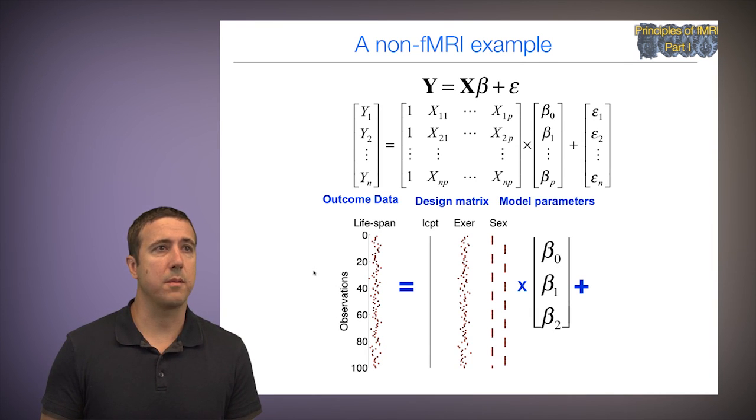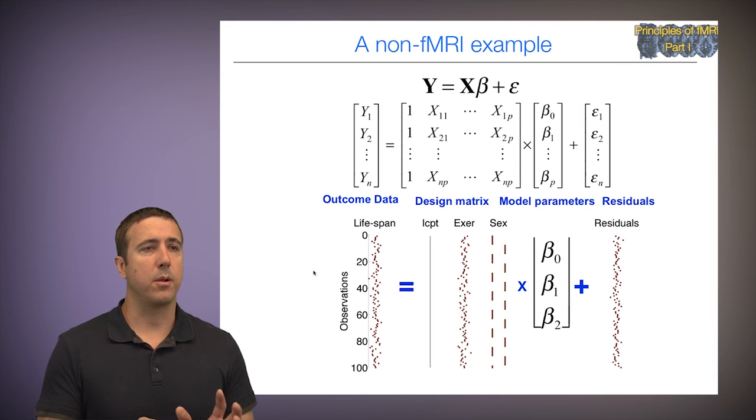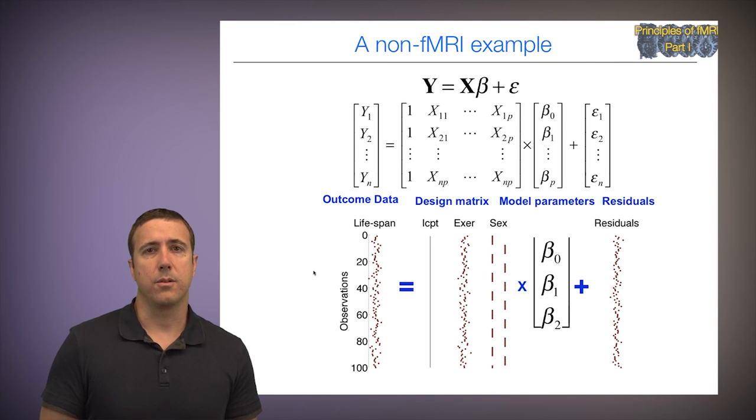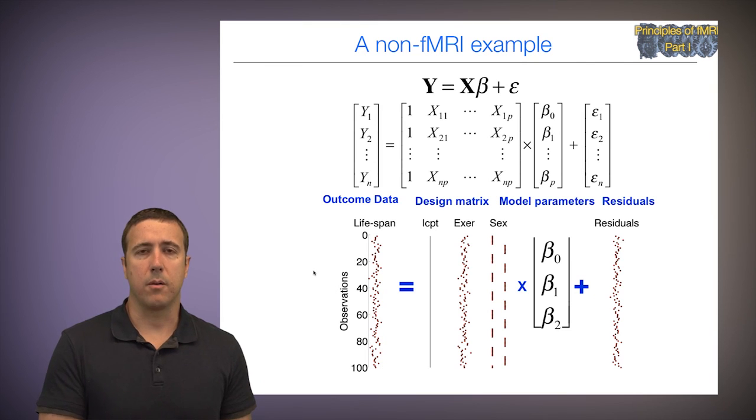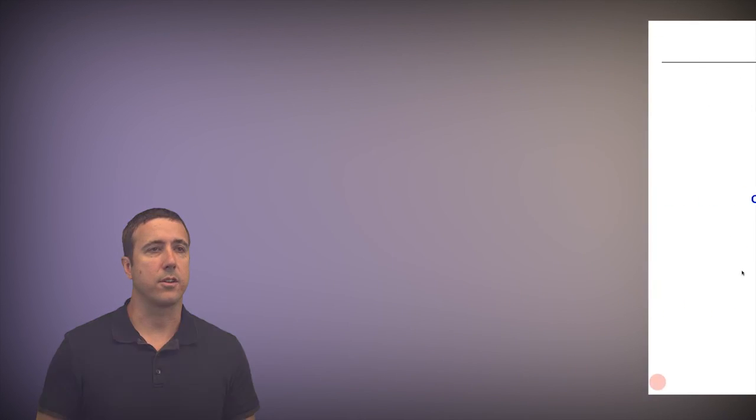So there's the design matrix times the model parameters, one for each parameter in the model, plus the residuals. This is an example of what it would look like to model an outcome with a combination of one continuous predictor and one categorical predictor. And that is known as ANCOVA in the statistical literature.